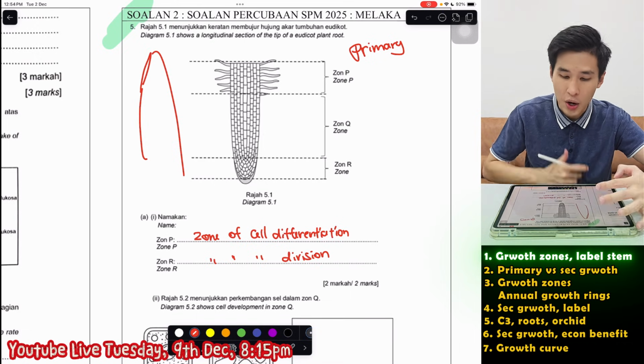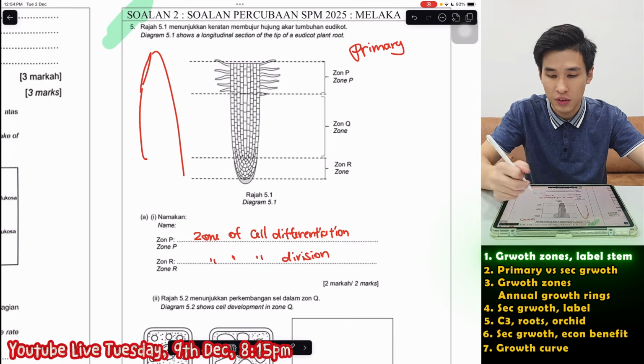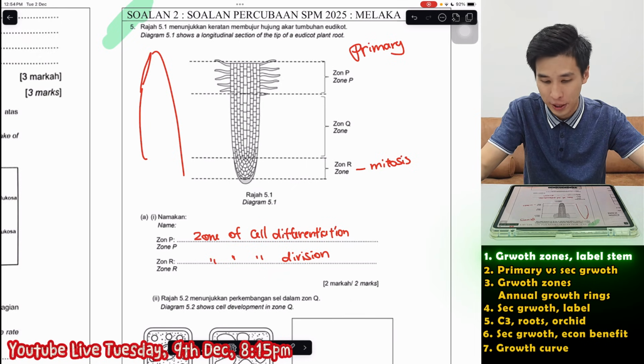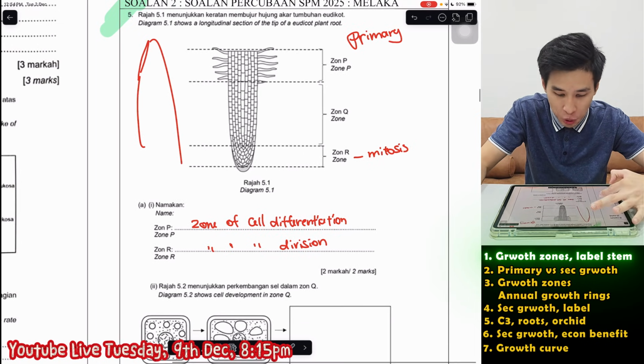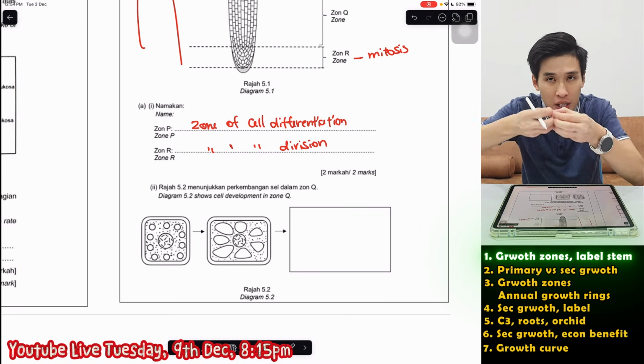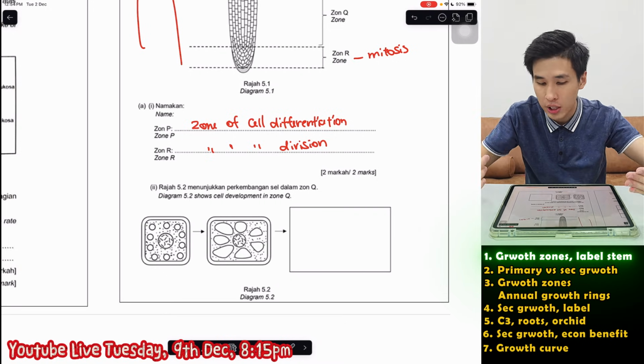Okay, then the main process, remember, that occurs at the zone of cell division, if they ask, is mitosis, because cells divide actively by mitosis. And then at zone Q, the main process you got to know is this one: the vacuoles merge to become a huge vacuole. So this is called vacuolation, by the way.